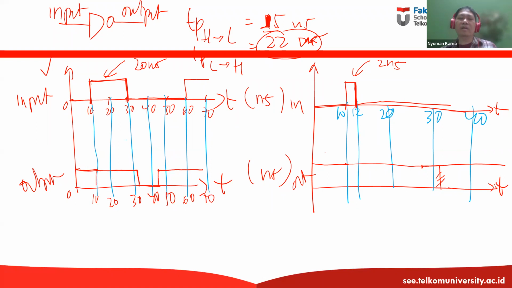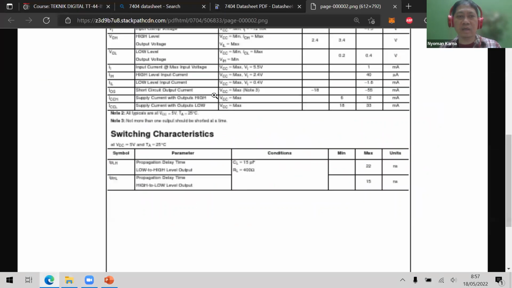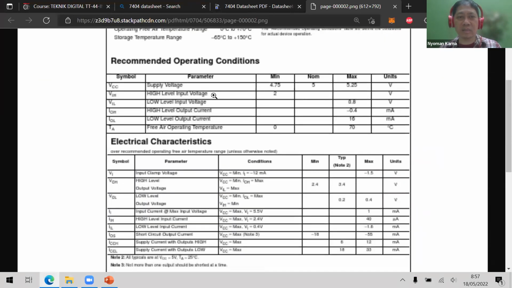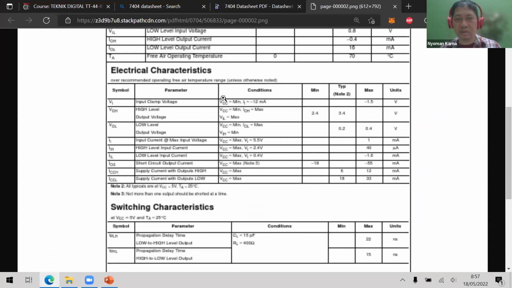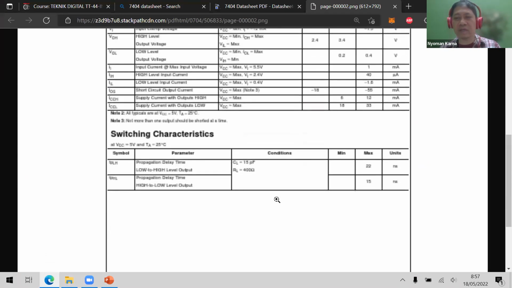Okay. Now, so every circuit, every logic gate has its own maximum frequency. It cannot accept inputs beyond that frequency. And that is usually written in the datasheet, but I believe there is no information for that. So we have to calculate by ourselves.